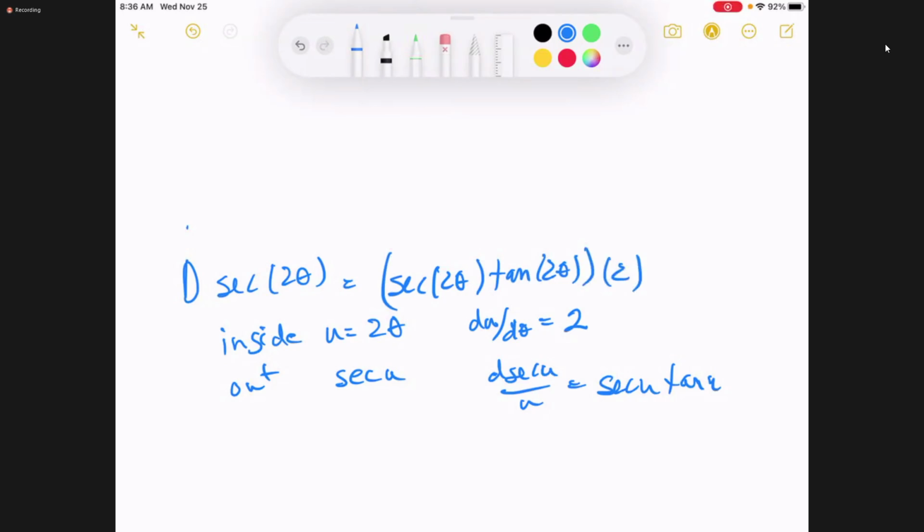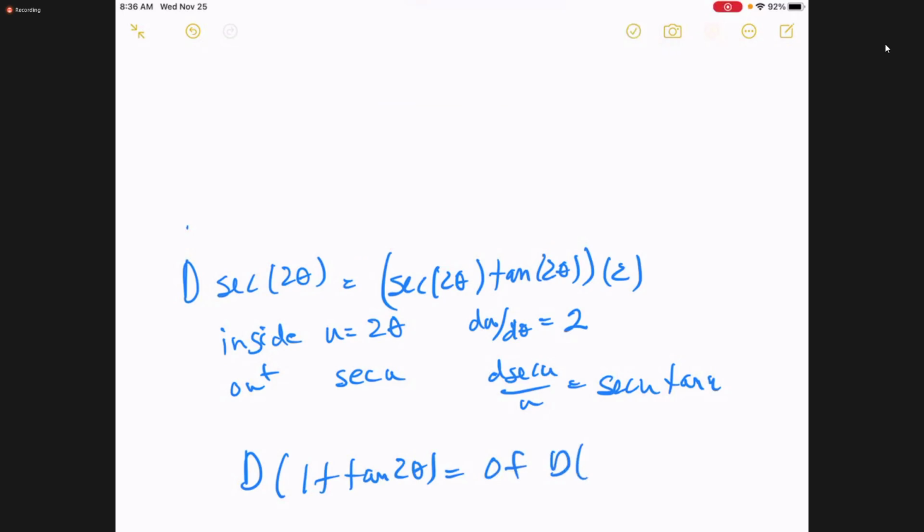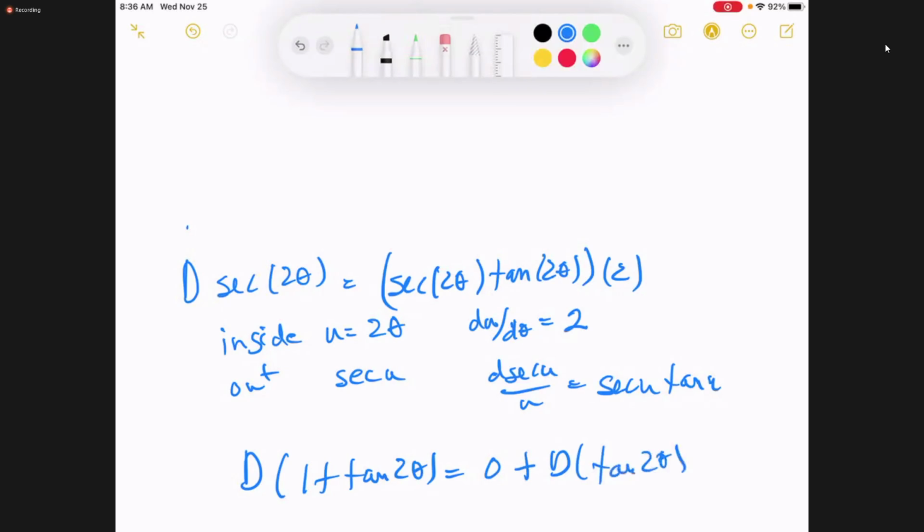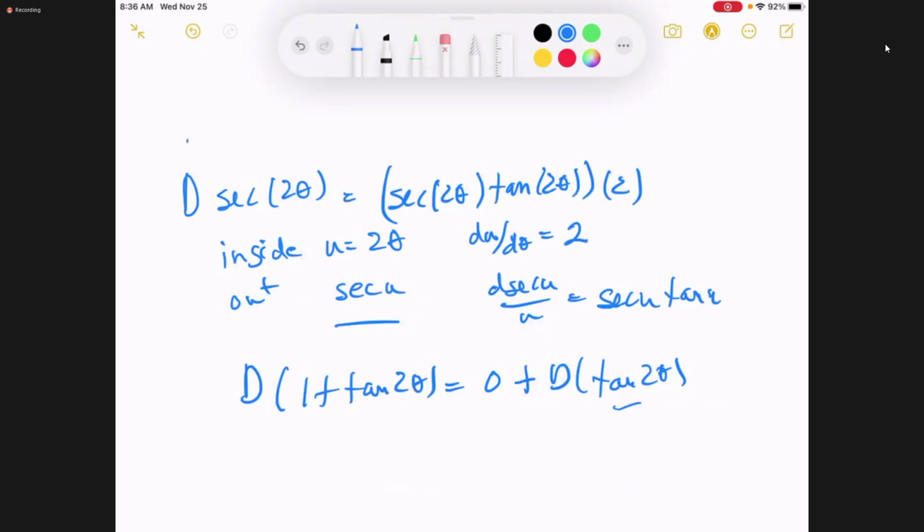And likewise, I need the derivative of 1 plus the tangent of 2 theta, which is 0 plus the derivative of the tangent of 2 theta. And doing chain rule on the tangent 2 theta instead of secant 2 theta works the same way. It'd be secant squared of 2 theta times 2, okay? Because the derivative of tangent x is secant squared x.